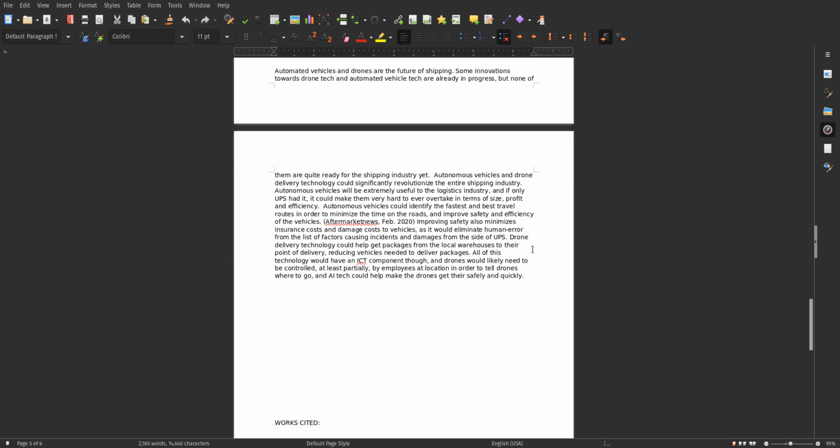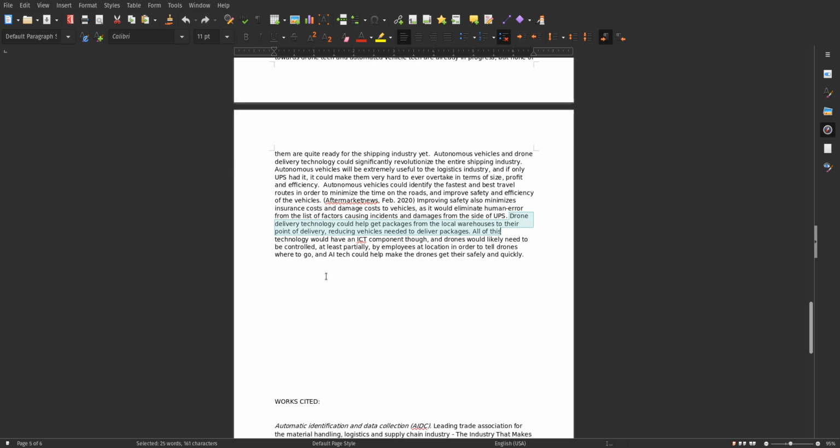Drone delivery technology could help get packages from the local warehouses to their point of delivery, reducing vehicles needed to deliver packages. All this technology would have an ICT component though, and drones would likely need to be controlled at least partially by employees on location in order to tell drones where to go and when to drop the packages. Now, AI tech could help make their drones get there safely and quickly.